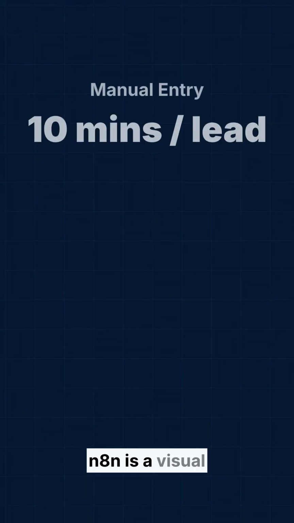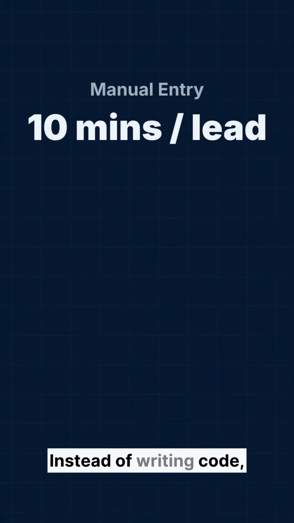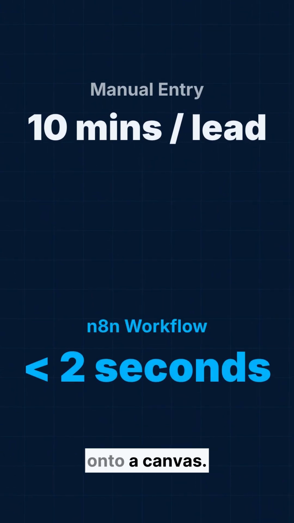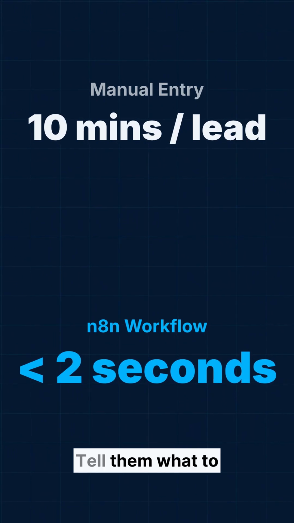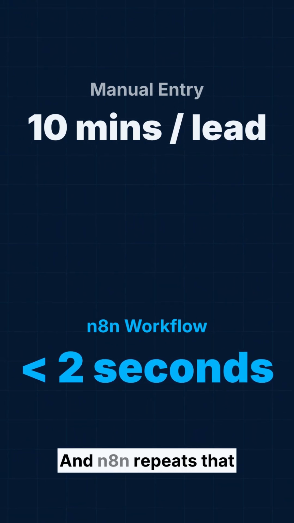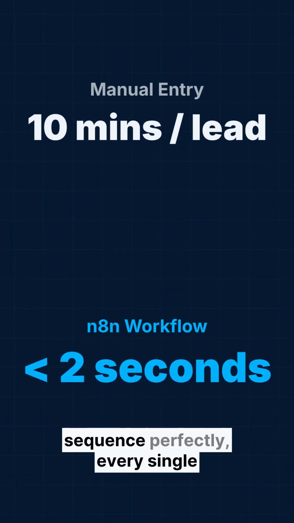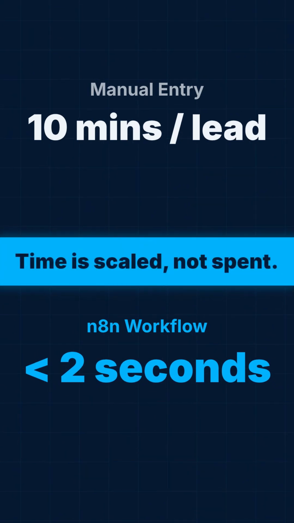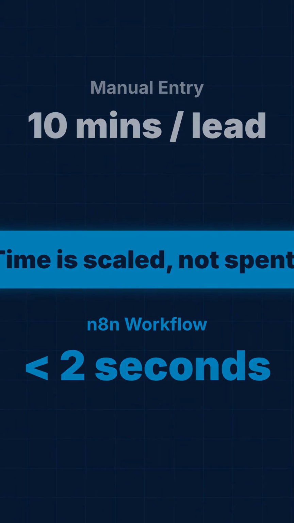N8N is a visual automation tool. Instead of writing code, you drag and drop building blocks called nodes onto a canvas. Connect them together, tell them what to do, and N8N repeats that sequence perfectly every single time in under 2 seconds. Time is scaled, not spent.